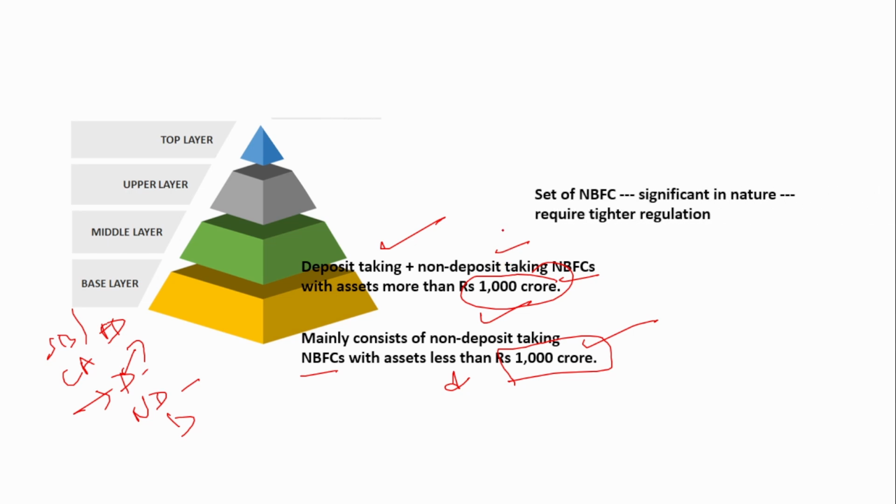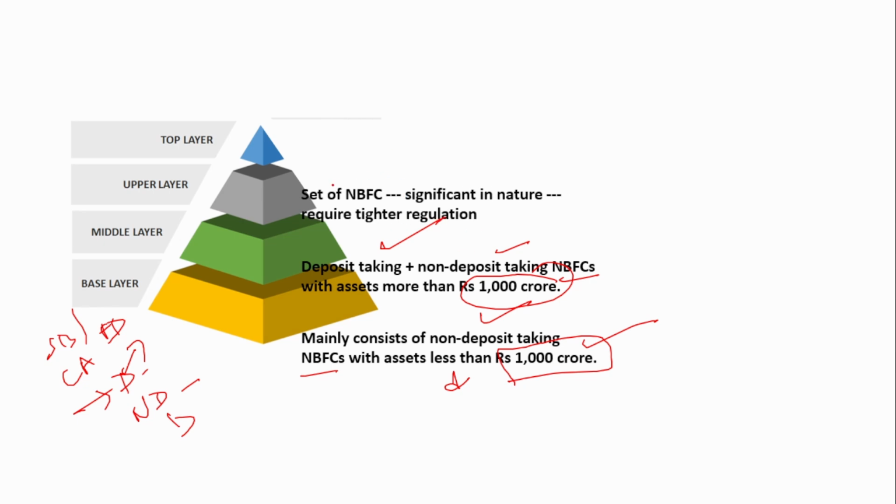Next is the upper layer. If you see this upper layer, the NBFCs are significant in nature and they require tighter regulation. Those kinds of NBFCs are placed in the upper layer, and now RBI has released these upper layer NBFCs, and around 15 NBFCs are there in the upper layer. Next is the top layer.